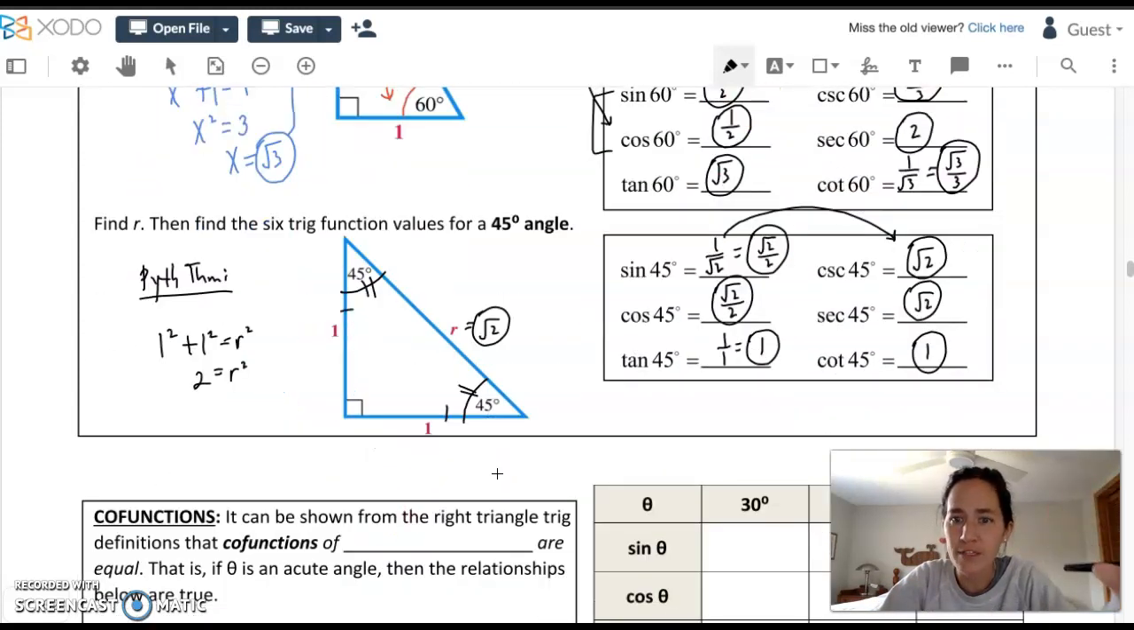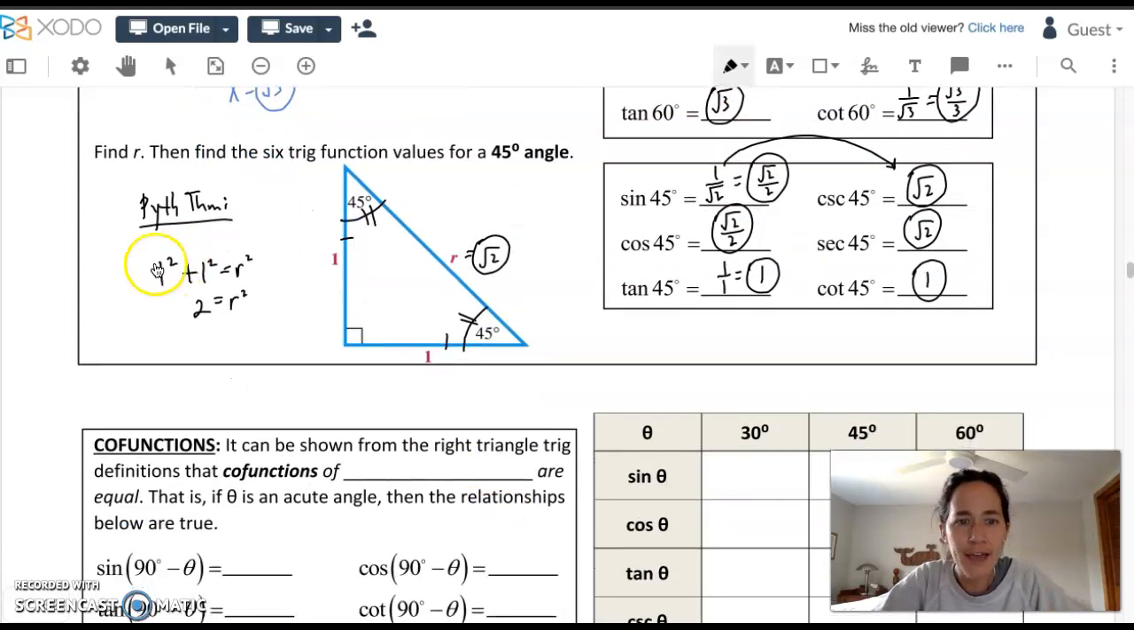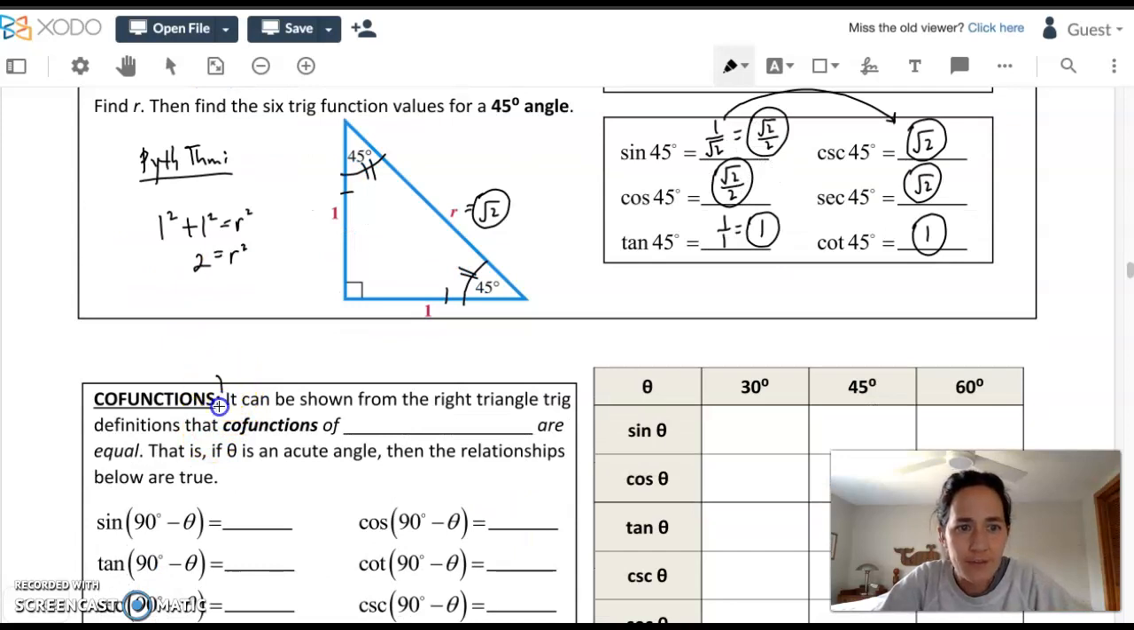And I want to summarize them down here with something I've been hinting at, but let's just formalize it. Again, this little box here, not as important that you memorize it. It's just a good little tidbit, a good aside that could save us some time. And it can be shown from the right triangle trig definitions that cofunctions of complementary angles are going to be equal to one another.